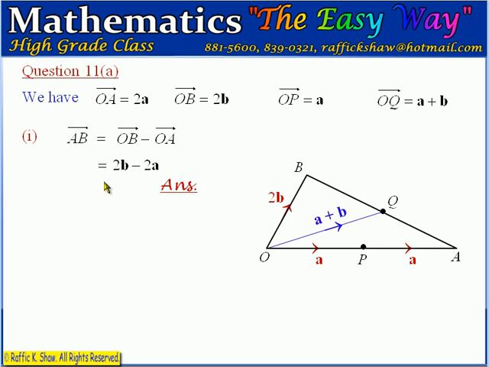We can also deduce the vector AB from the diagram, because to go from A to B, we will go negative 2a plus 2b.